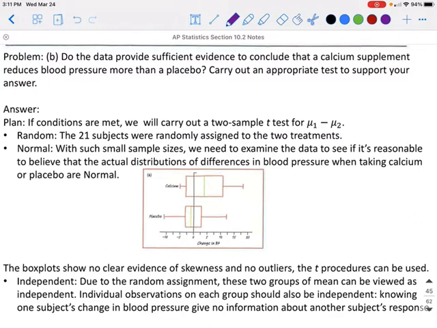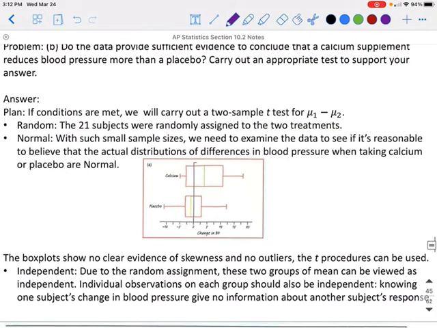The 21 subjects were randomly assigned to the 2 different treatments, so the random component has been met. For the normal component to be met, both samples would need to be at least 30. Since one sample has 11 and the other one only has 10, we are going to have to graph them and check for any strong skewness or any outliers. And as you can see from the graphs, there is no strong skewness, there are no outliers, so we can go ahead and use the normal condition. So we can use those T procedures.